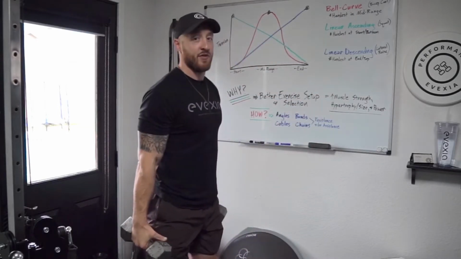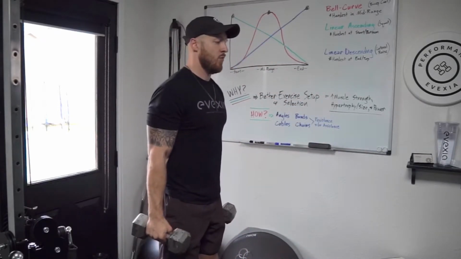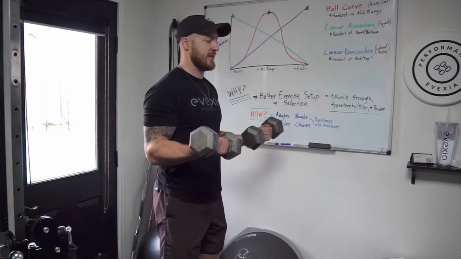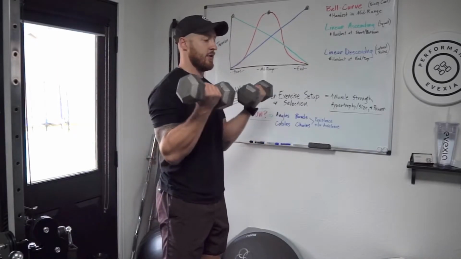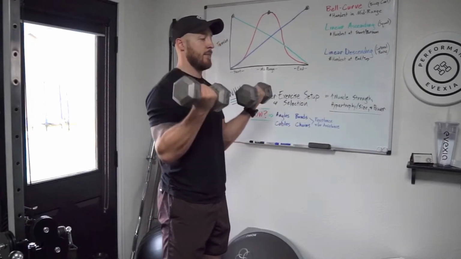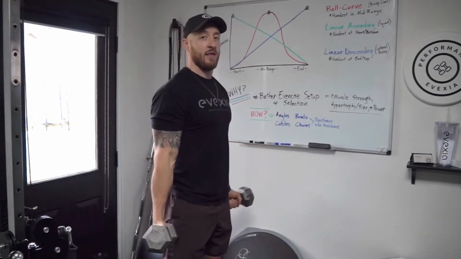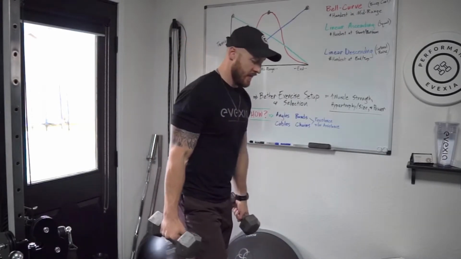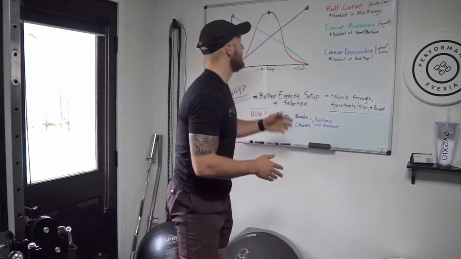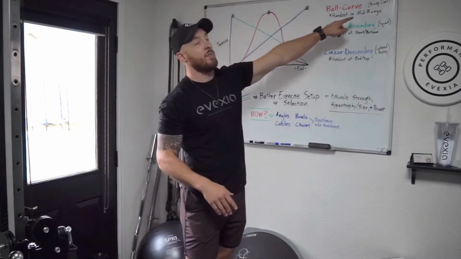Starting off with the bell curve. This is an example of an exercise like a bicep curl, where as you go up, the exercise is most difficult in the mid-range. So notice, not as difficult up top, really hard here in the middle, and then down at the bottom it gets a little easier. With a bell curve, the maximum amount of tension is right in the middle of that mid-range.